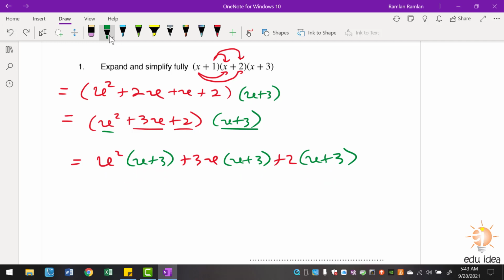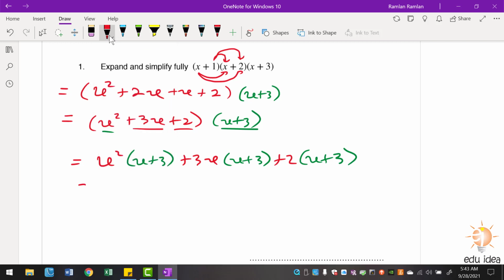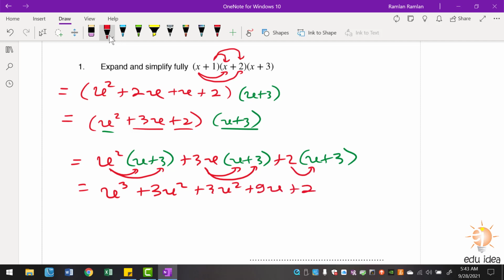We have x squared times x will be x to the power of 3, or x cubed. Okay, x cubed is this one times this one, and then this one times this one is going to be plus 3x squared. Okay, the next one is 3x times x, we get 3x squared, and then this 3x times 3, which is going to be plus 9x, and then this is going to be plus 2x, and the last one will be plus 6.